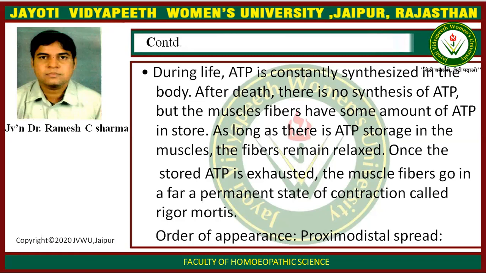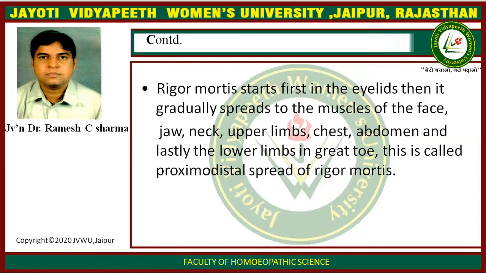Order of appearance. Rigor mortis order of appearance is proximo-distal spread. It means upper to lower spread. Rigor mortis starts first in the eyelids, then it gradually spreads to the muscles of the face, jaw, neck, upper limb, chest, abdomen, and lastly the lower limb in the great toe. This is called proximo-distal spread of rigor mortis.